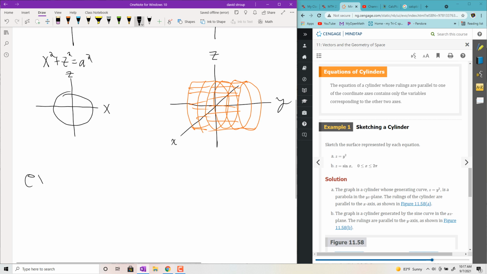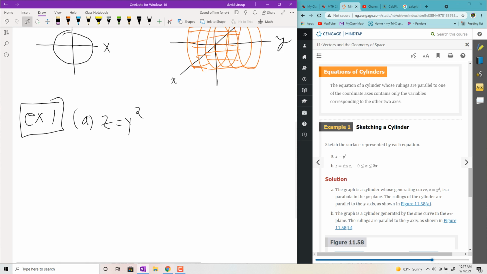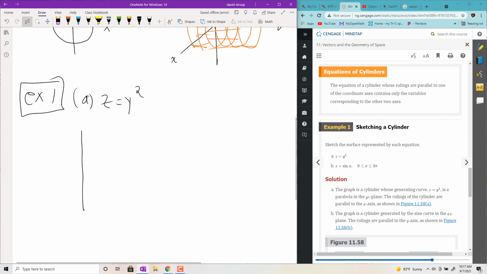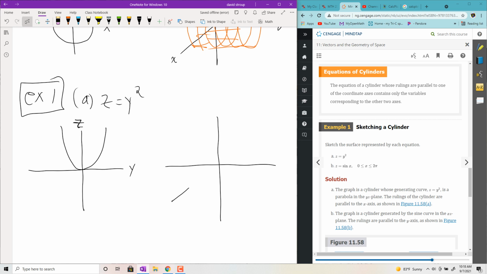So these are cylinders too. It doesn't have to look like a Pepsi can to be a cylinder, right? So part A, z equals y squared. So what you do is just kind of draw it in the plane there, in the zy plane. So always put z on the vertical axis. So you have this figure, and then once you go to xyz space, all you're doing is dragging that figure in the x direction, right? So x, y, z.